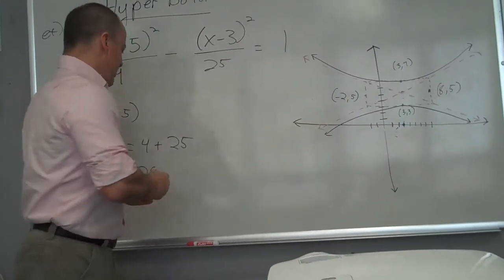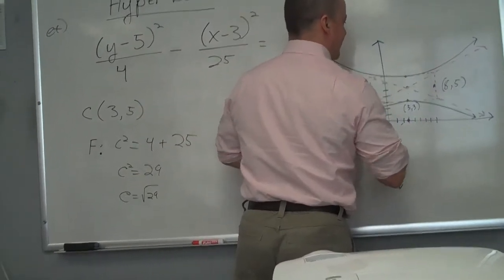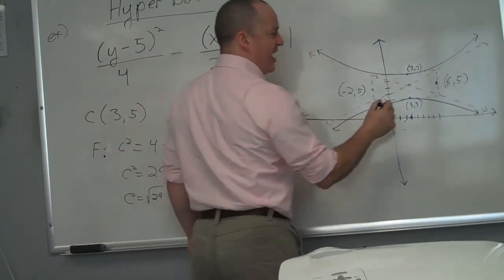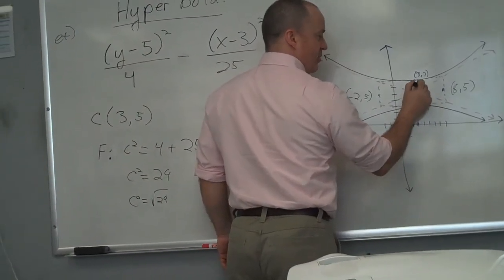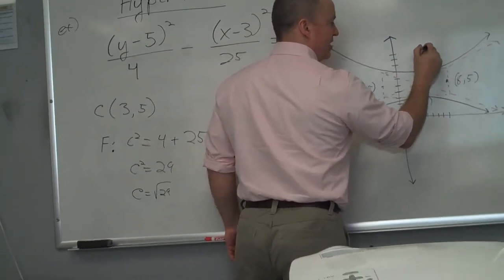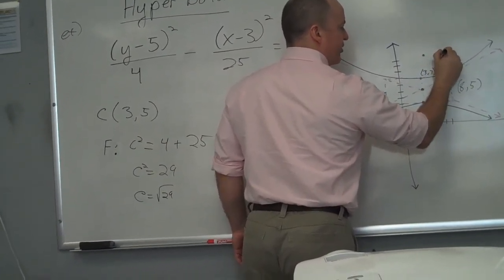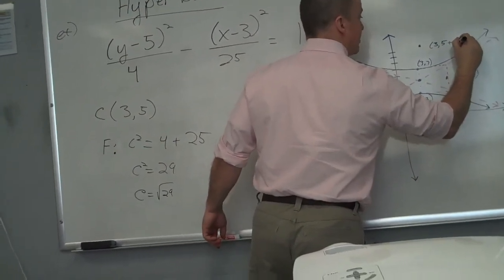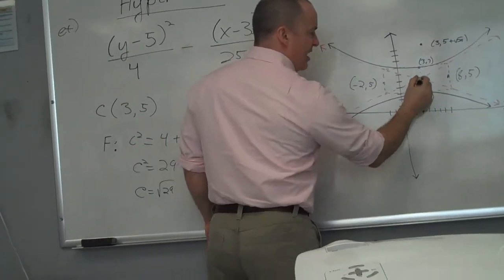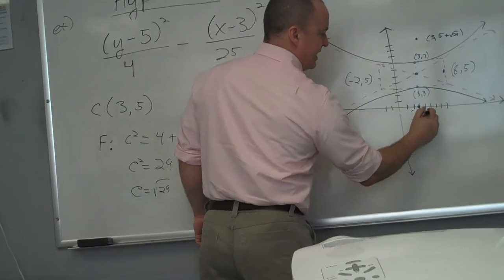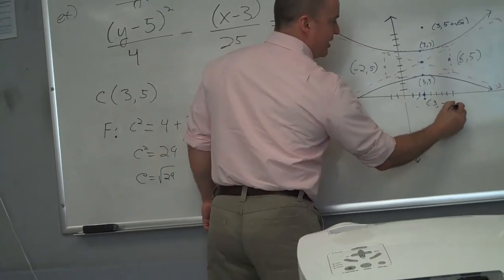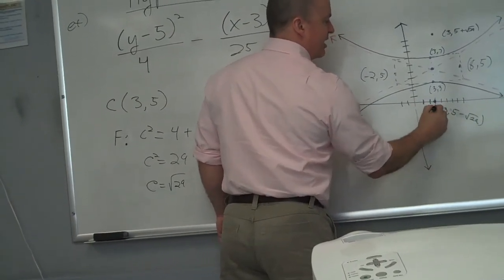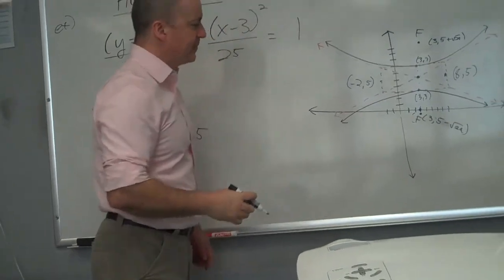Okay. Now I've got to do the foci. I go up a little bit more than 5 and down a little bit more than 5 from the center. 1, 2, 3, 4, 5. So it's going to be 3 comma 5 plus root 29. And then down here it's going to be 3 comma 5 minus square root of 29. And these are my foci.